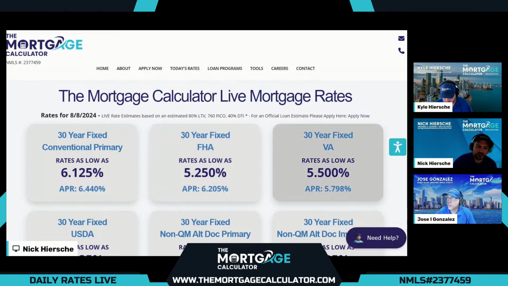And moving on to our VA options for our eligible vets and active service members. These are great programs. Rates come in at 5.5 today. Final APR 5.798 with a standard funding fee included. So typically, VA is going to be the best option for anybody that does qualify. Notice the APR beats FHA and conventional today. So always a great option for our eligible vets and service members.